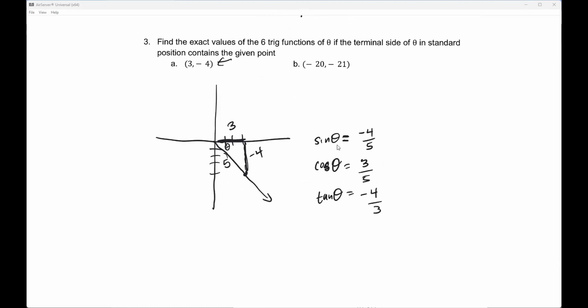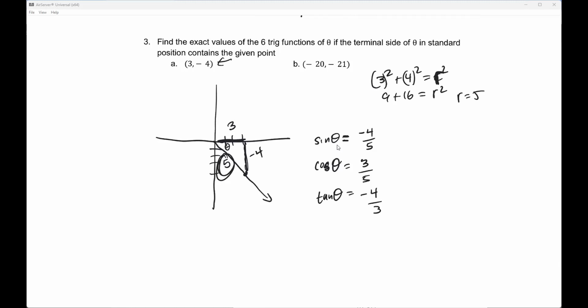That's how I got the 5. All right. 3 squared plus 4 squared is equal to c squared, or r squared. I should put r. That's 9 plus 16 is equal to r squared. So r is equal to 5. That's how I got the 5 here. Okay. Everybody good there?